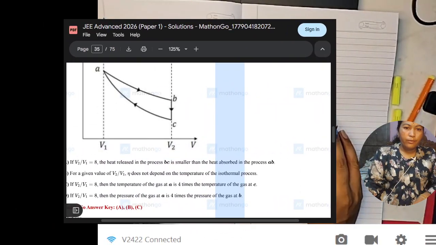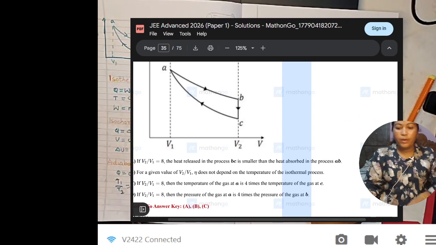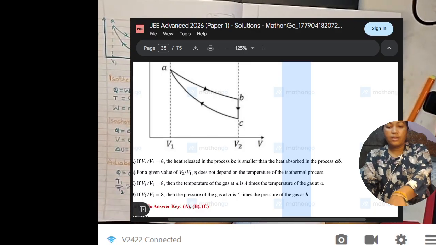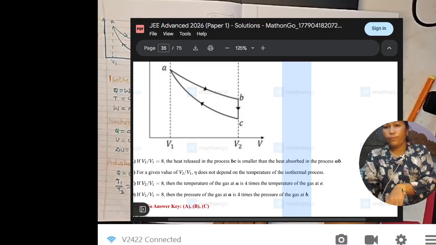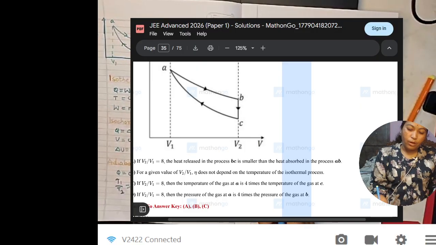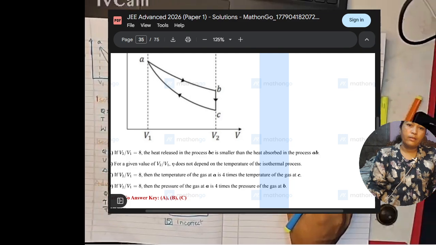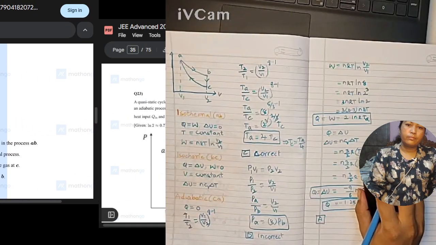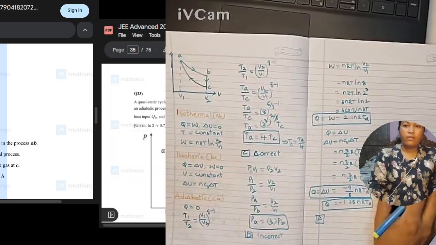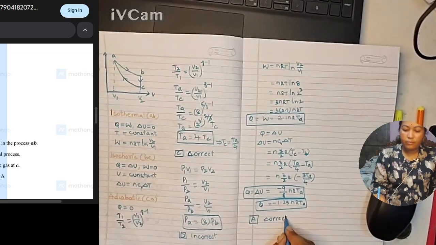In the options they stated that if V2 over V1 is equal to 8, the heat released in the process BC is smaller than the heat absorbed in the process AB. Is it satisfying now? Yes. The heat absorbed in the isothermal process is greater than the heat released in the isochoric process. So option A is also satisfying. Option A is correct.